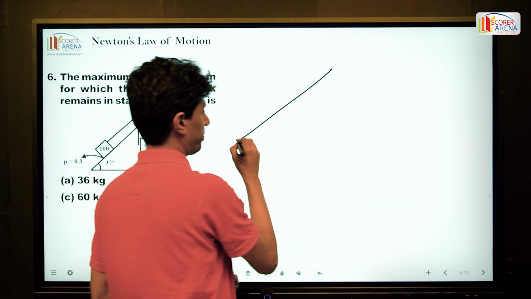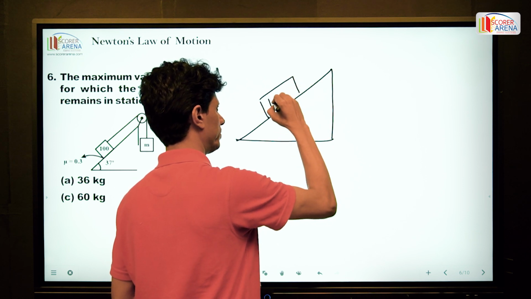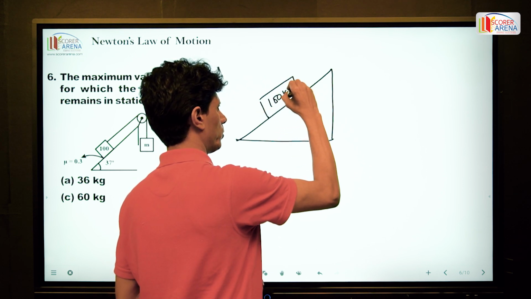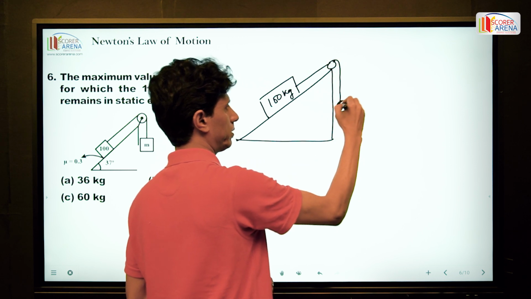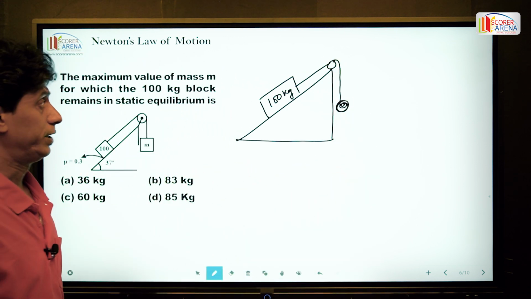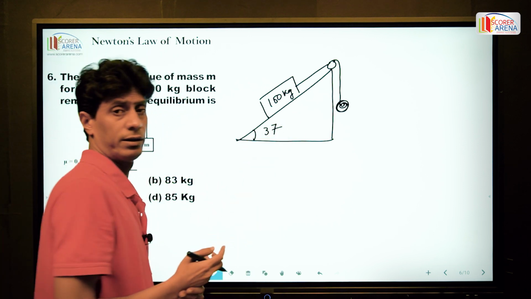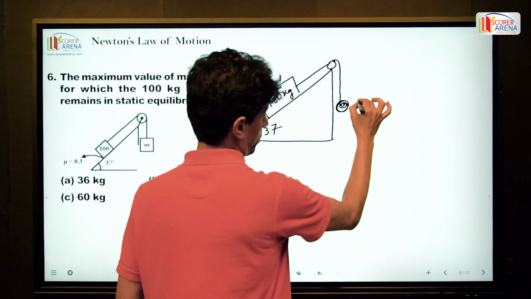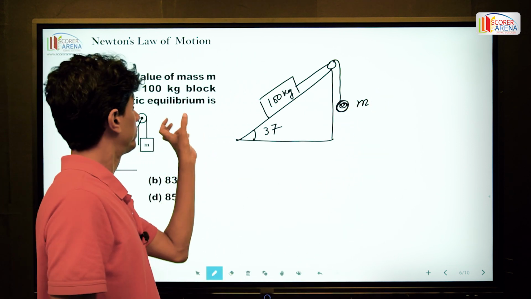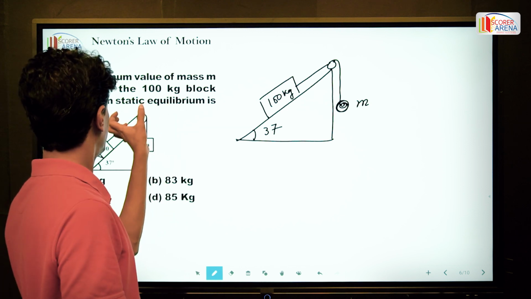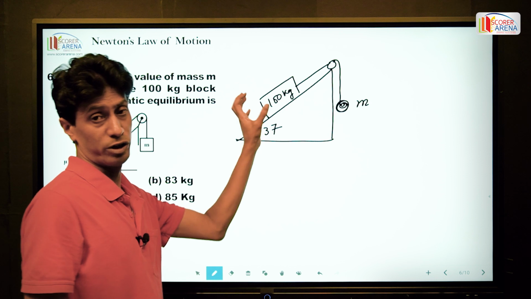Here the problem asks, one body of 100 kg is placed, connected by string over the pulley. The angle is 37 degree. The mass of this body is m. The question asks, what is the maximum value of mass for which the 100 kg block remains in static equilibrium.